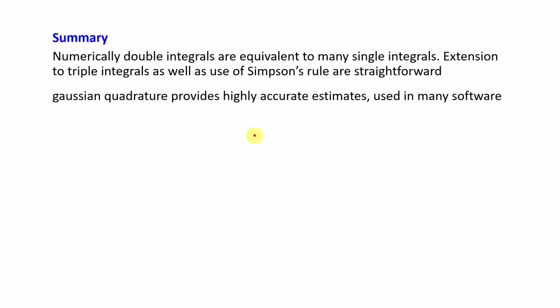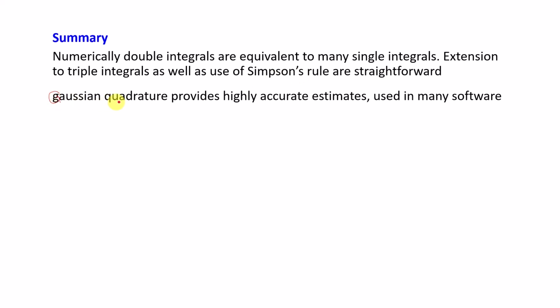So now we can summarize. We have seen that numerically double integrals are equivalent to many single integrals, unlike analytically where double integrals means two integrals. If I want to extend this idea to triple integral, then it's simply straightforward. Also, I have shown you the formulation using trapezoidal rule, but if you want to use Simpson's rule or some other rule, that is also straightforward.